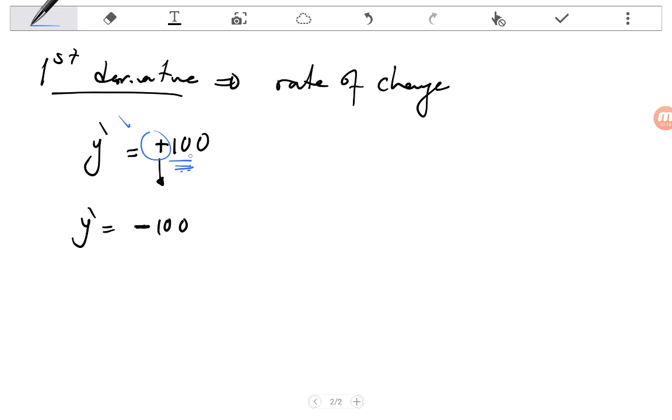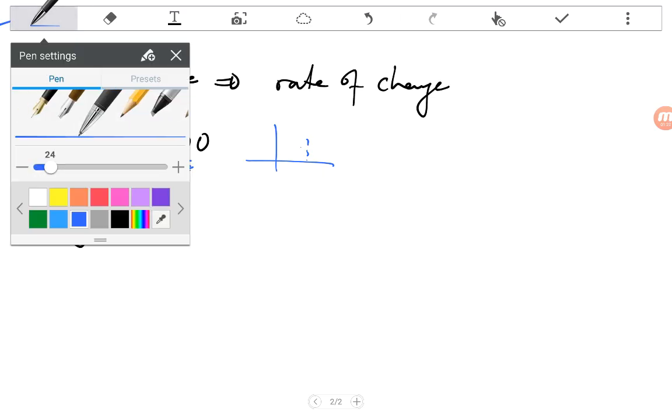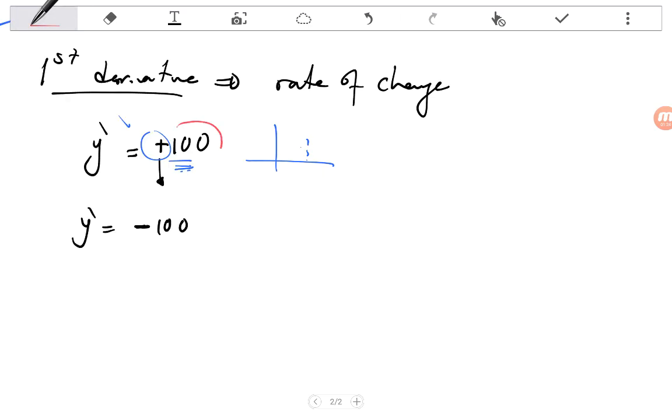That's why when I tell you y dash is plus 100, it means that at this point the function is increasing. Is it increasing fast or slow? It depends. Do you consider 100 a big number or a small number? If we assume it is a big number, it is increasing very fast. What about this? When y dash is negative 100, it is decreasing, and decreasing very fast.